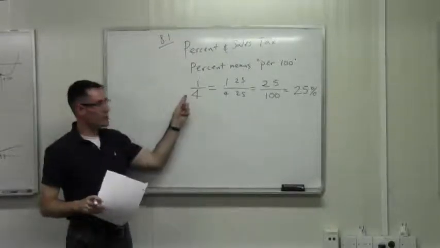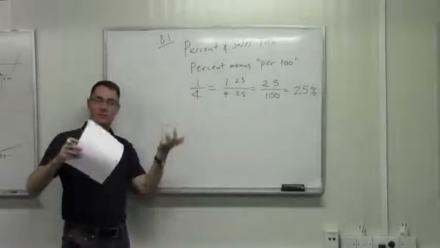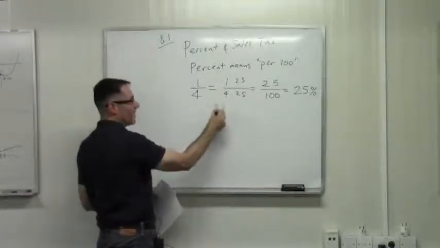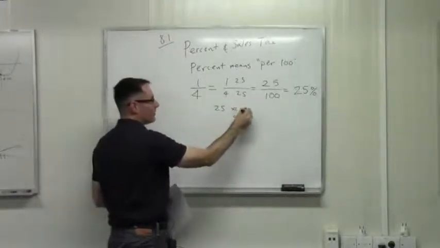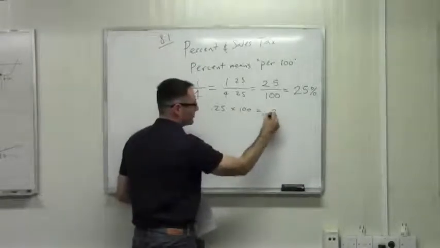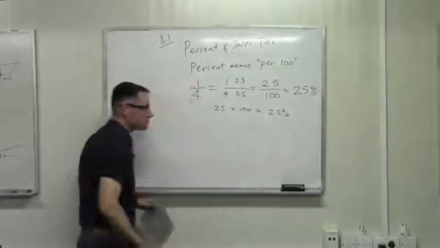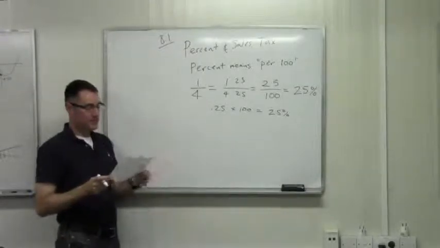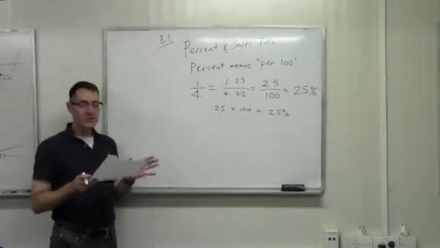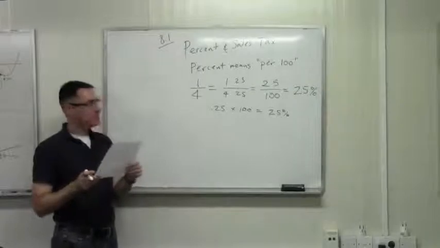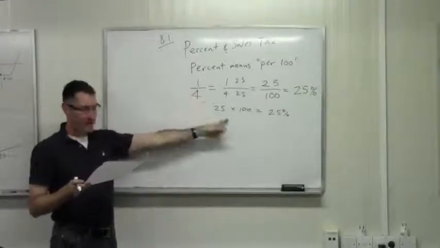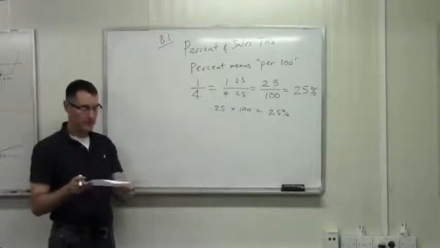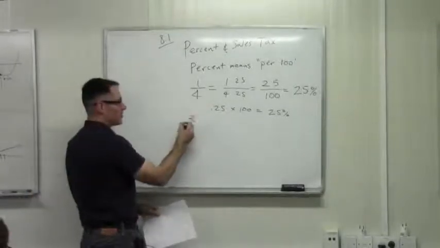Okay, 1/4 is 25%, because what you would do in your calculator is go 0.25 and then multiply that by 100, and that would give you 25%. Okay, that's all there is to percents. Okay, to express a fraction as a percent, divide it, multiply by 100, add a percent sign. We're done.